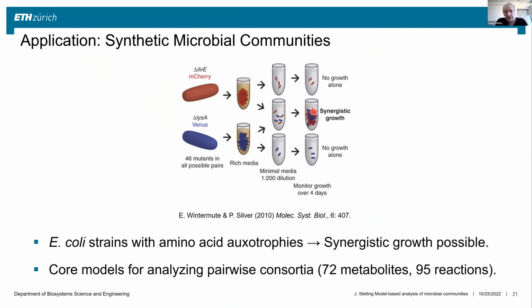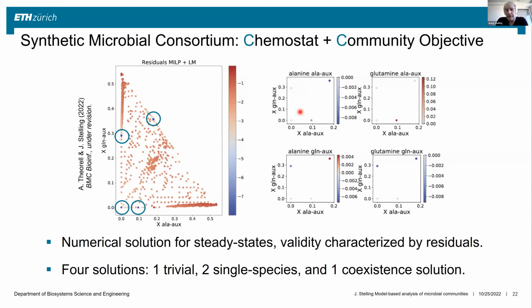In order to make this feasible, we looked at core models, meaning just small models, 72 metabolites, 95 reactions, and then looked at pairwise consortia because there the data is there, so we could compare this to existing experimental data. One result of this is shown here. This is the scenario where we assume we have growth in chemostat and a community objective.